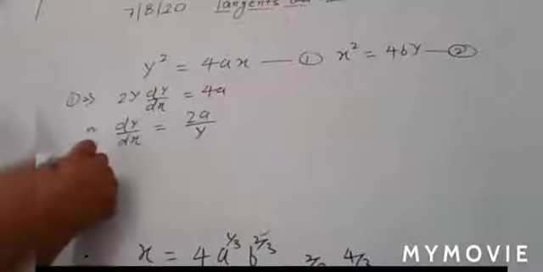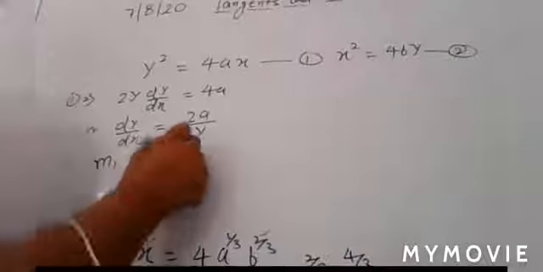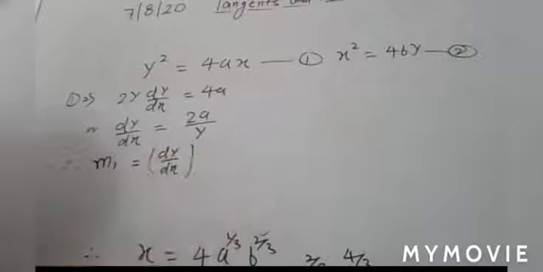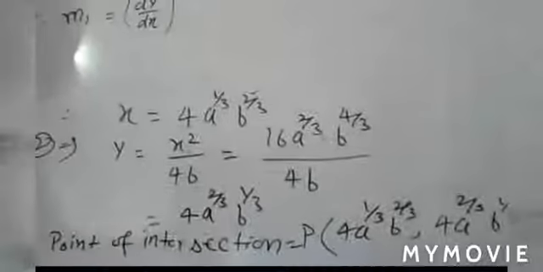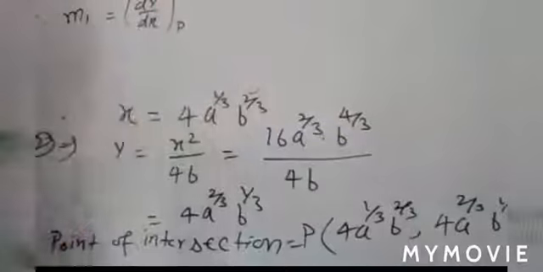Differentiate it. So you have 2y dy by dx is equal to 4a, or the value of dy by dx is equal to 2a upon y. So here you find the value of m1. So m1 is equal to dy by dx at the point of intersection. You need not write that complete value. Here you take the point of intersection as p.